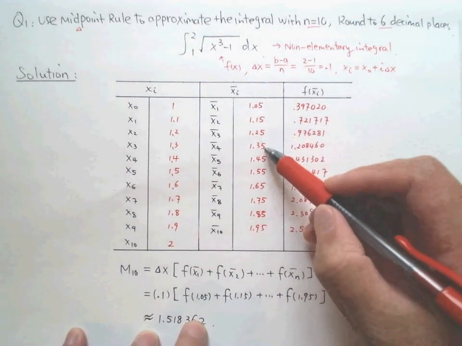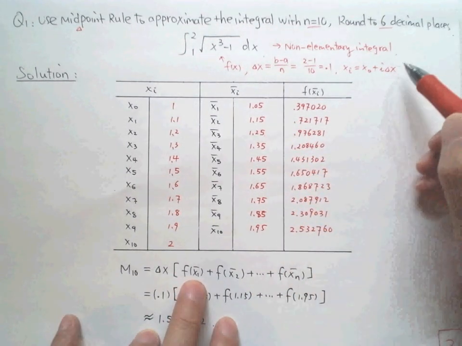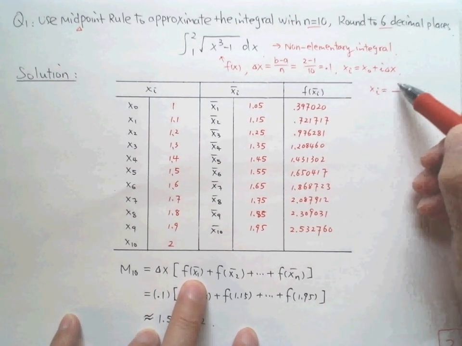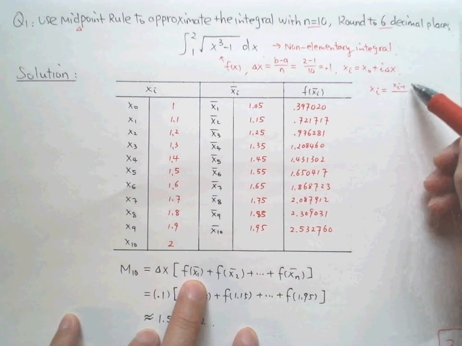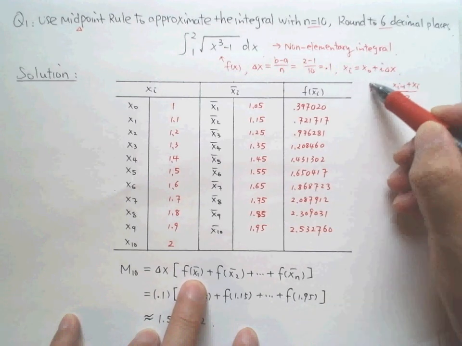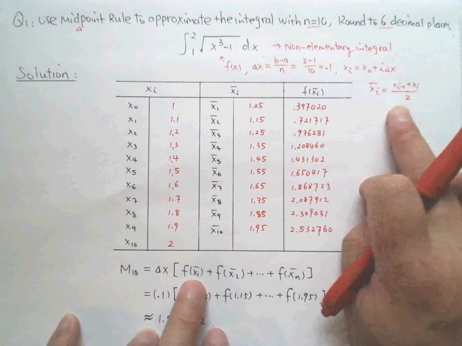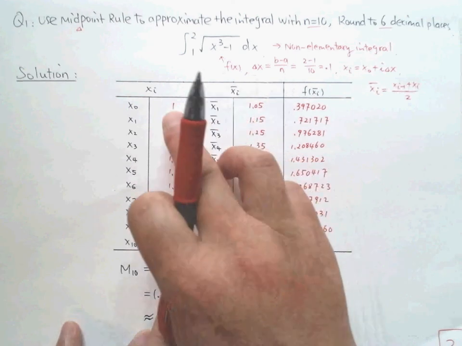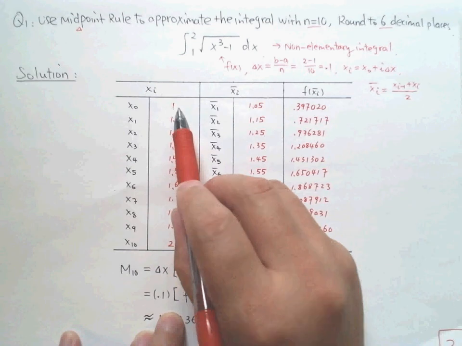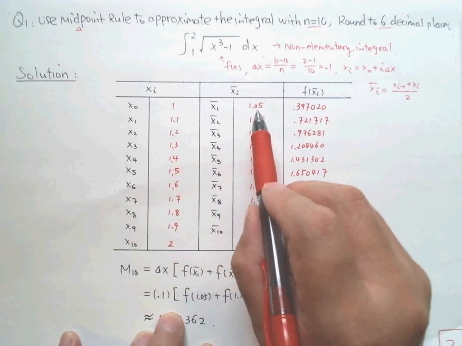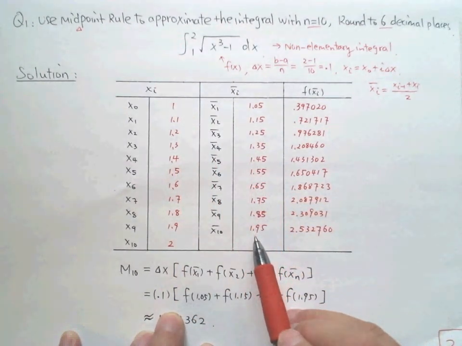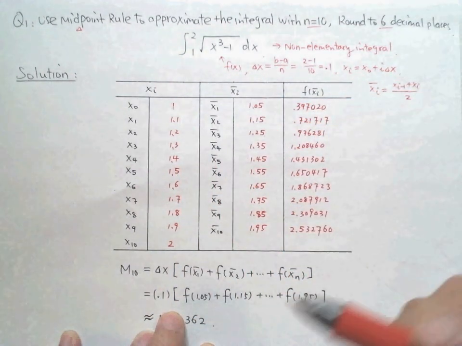The second, how to figure out this x bar? We definitely need x bar. Do you remember? x bar is the average of xi minus 1 plus xi over 2, right? This we put a bar. Okay, so we use this formula. Means x1 bar is the average of x0 and x1, which means 1 plus 1.1 divided by 2, we get 1.05. The same, we find the average. Okay, so it goes on. We can figure out this column.